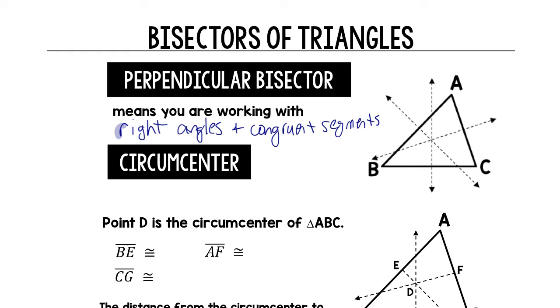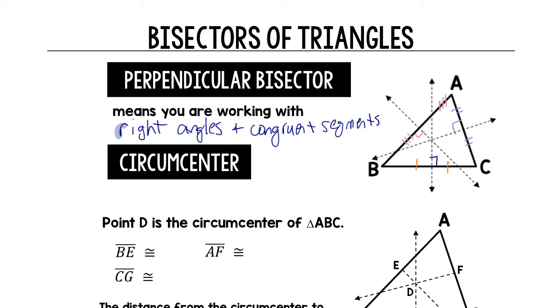Where this bisector intersects with line BC, it makes a right angle. It also tells us that those two parts are congruent. Where this bisector intersects AC, it makes a right angle, and it tells us that those parts are congruent. Where this bisector intersects AB, we know this is a right angle, and these segments are congruent.